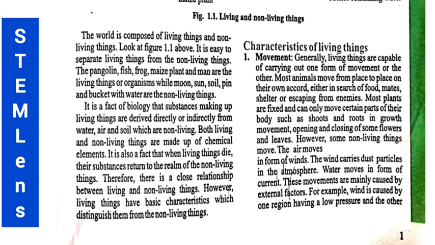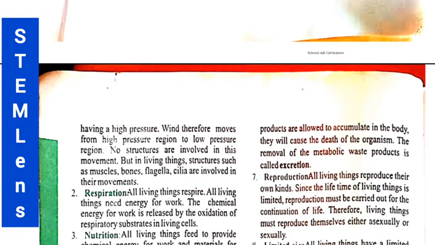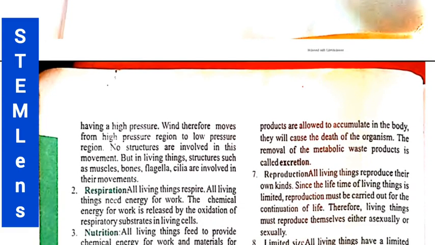However, some non-living things move. The air moves in form of wind. The wind carries dust particles in the atmosphere. Water moves in form of current. These movements are mainly caused by external factors. For example, wind is caused by one region having a low pressure and the other having a high pressure. Wind therefore moves from high pressure region to low pressure region. No structures are involved in this movement, but in living things, structures such as muscles, bone, flagella, cilia are involved in their movement.